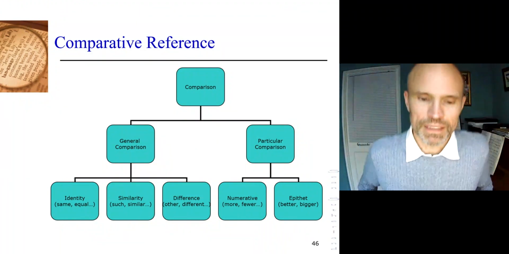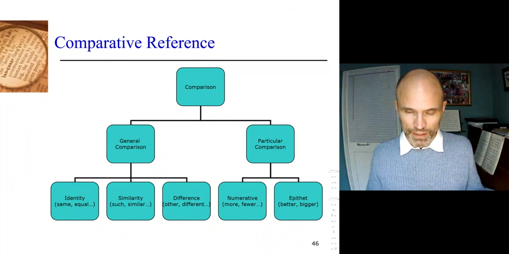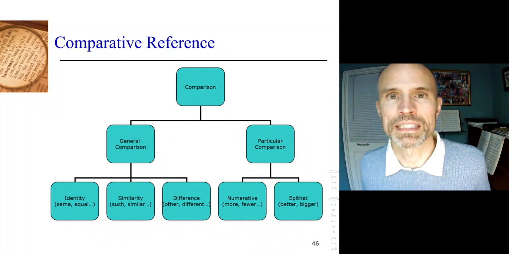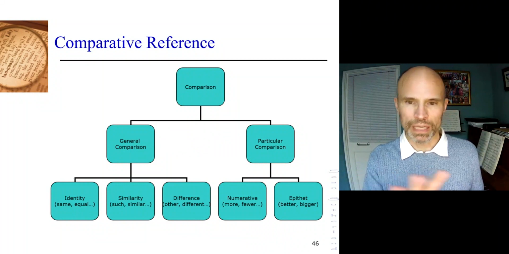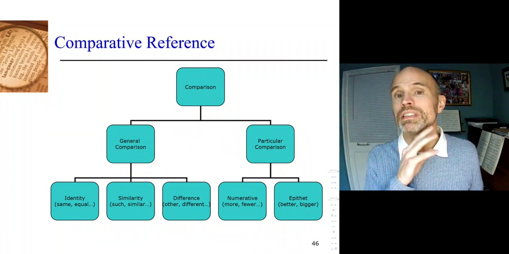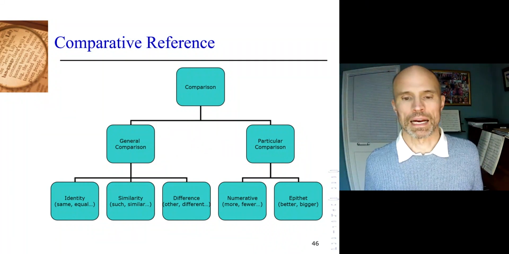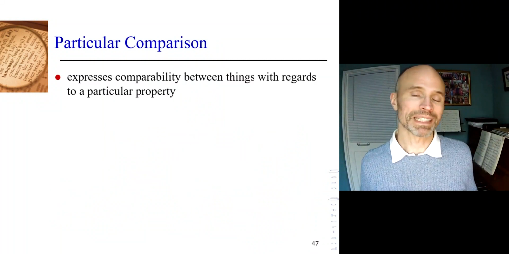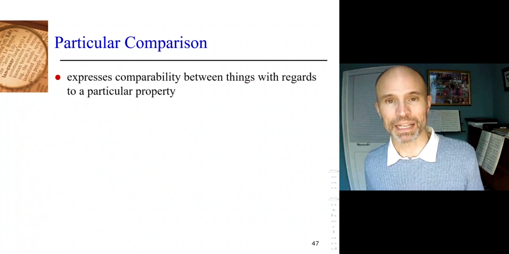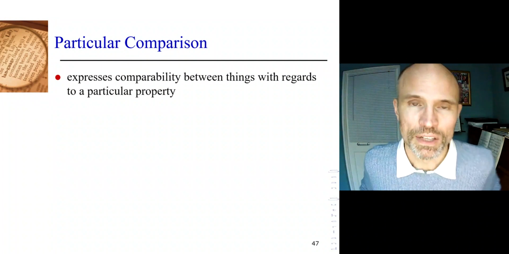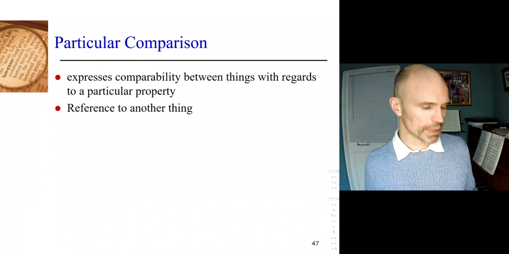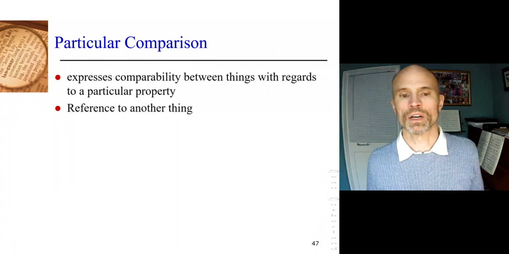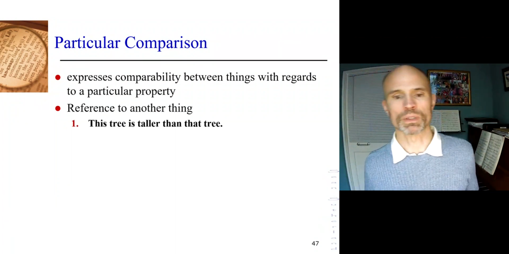For comparative reference, you've got the organizational chart laid in front of you here. There are quite a few different subtypes. Let's start by looking at particular comparison, which, as I said in my introduction to it, was probably the easier of the two. You're always comparing one thing by referring to another thing.